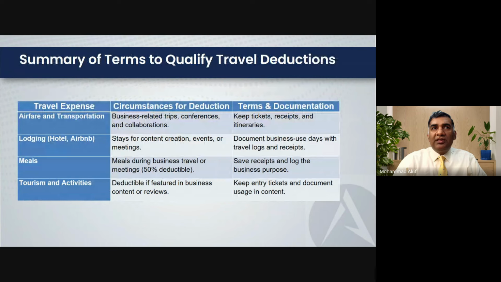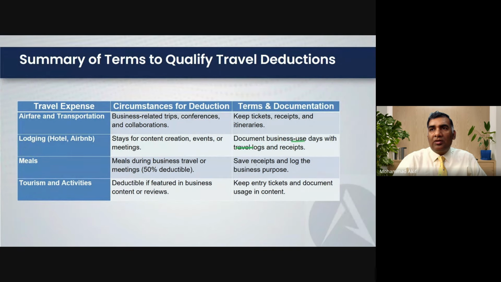So this is a comparison. This is just a summary and a comparison of what will qualify for what we are discussing. So airfare, business-related trips, conferences, collaborations. What kind of documentation do you need? Keep tickets, receipts, itineraries. That's number one. Lodging, again, staying for content creation, events or meetings. Document business use.